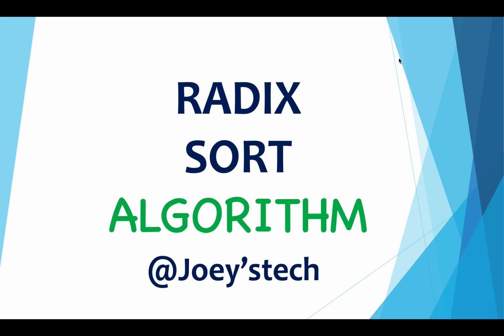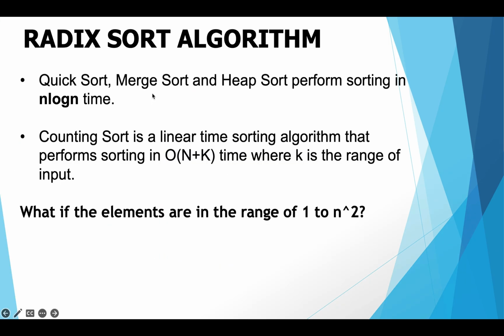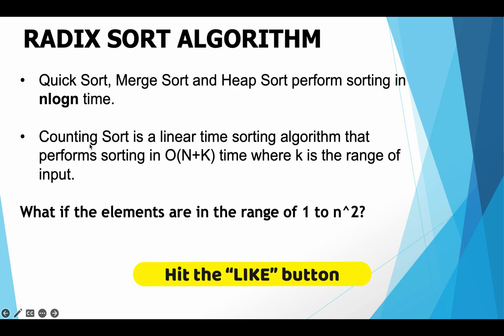Let's know a little bit about Radix Sort before we see how it works. Quicksort, Mergesort, Heap Sort can't do better than n log n when it comes to time complexity. If you talk about counting sort, then it is a linear time sorting algorithm that sorts in O(n plus k) time, where k is the range of input.